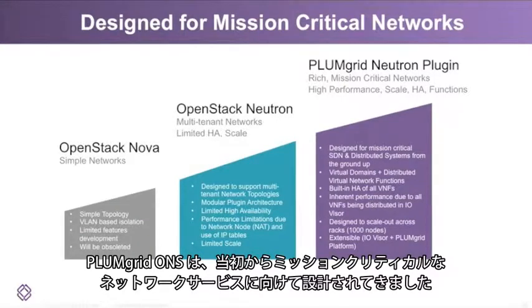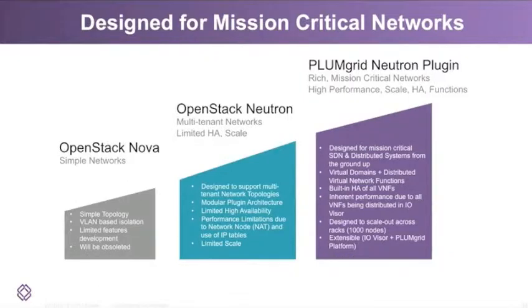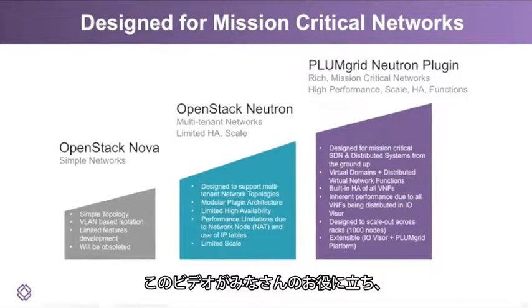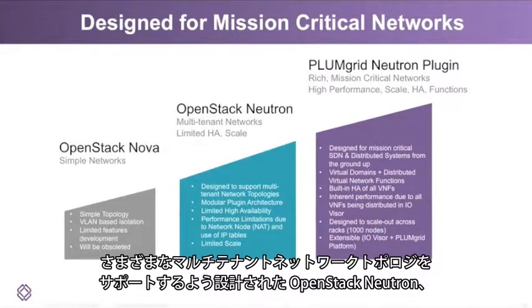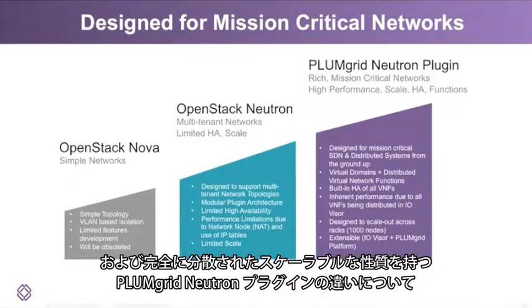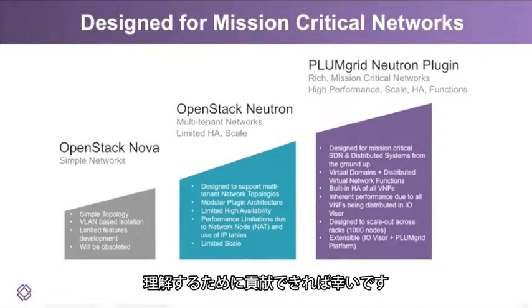PLUMgrid ONS has been designed from the ground up for mission-critical network services. We hope this video helped you understand the differences between OpenStack Nova, with very simple network functionalities, to OpenStack Neutron, designed to support rich multi-tenant network topologies, all the way to the fully distributed and scalable nature of the PLUMgrid Neutron plugin.